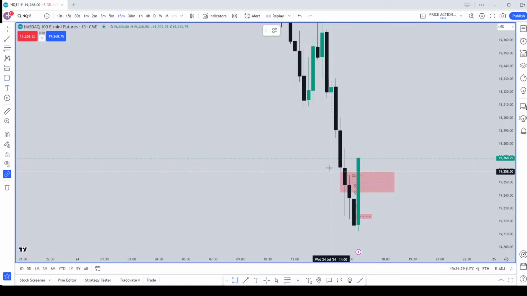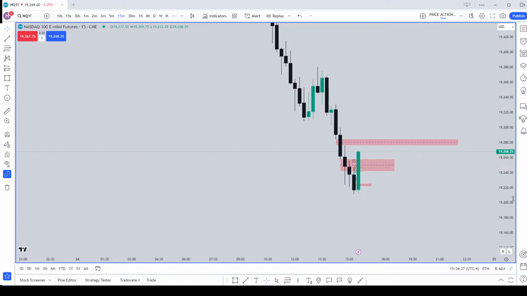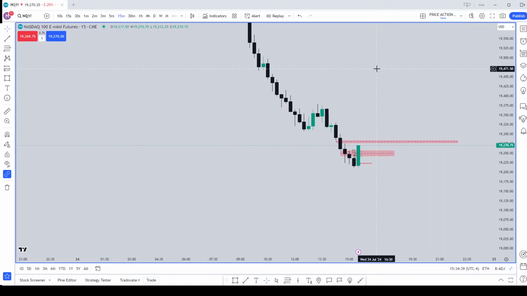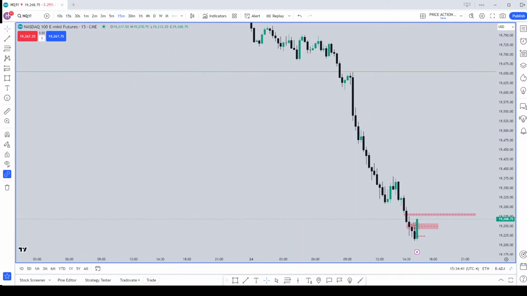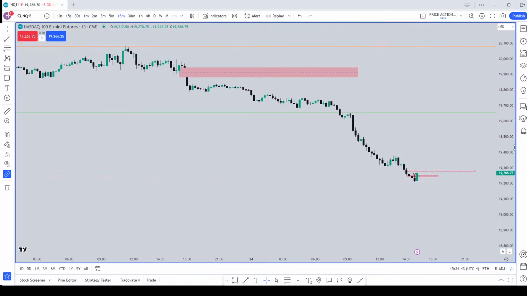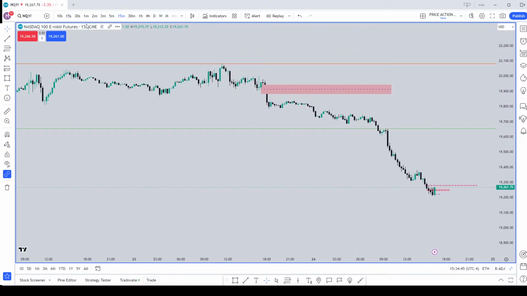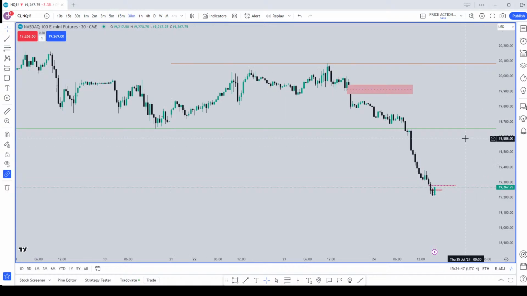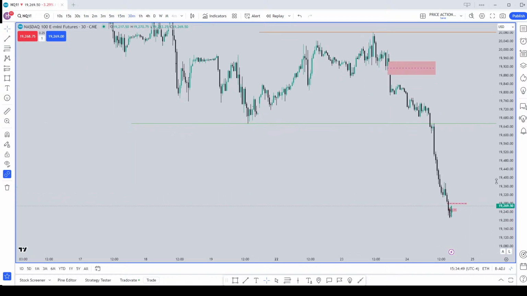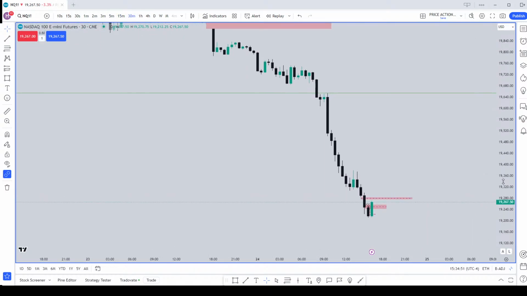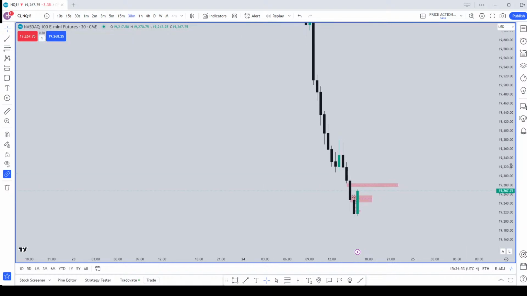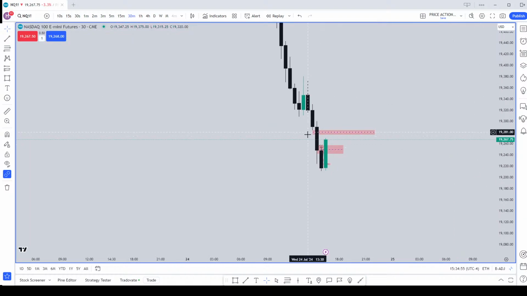Potential internal range right here, internal liquidity. The 15-minute gap fill and maybe come back down, as we are in a bearish order flow on the long term. Very bearish. You gotta trade the trend, wait for the right setup. This could be a great short here too.